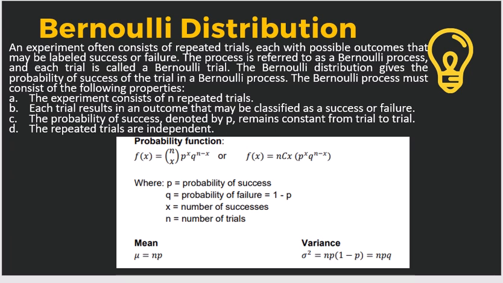Letter C, the probability of success denoted by p remains constant from trial to trial. And letter D, the repeated trials are independent.